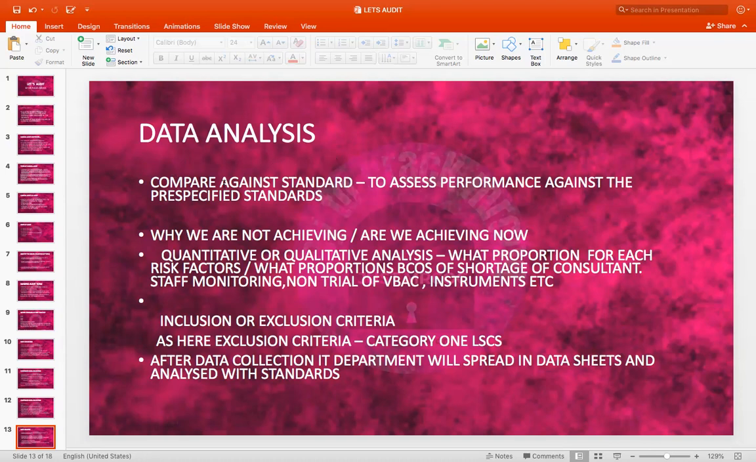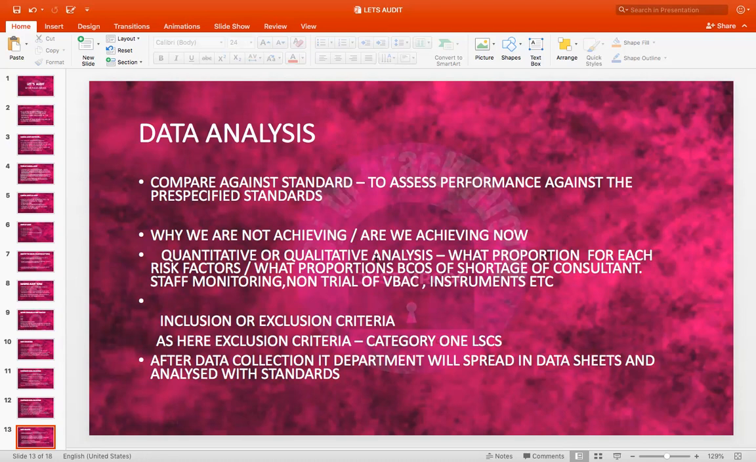So data analysis, the buzzword is compare against standard. This is a buzzword, you have to utter this. Then why are we not achieving, or are we achieving now? Are we achieving now comes when it is about re-audit, not the first audit. Then there are two types of analysis, quantitative and qualitative. This is again a buzzword. You have to mention that in data analysis, we are going to compare against the standard to assess the performance against the pre-specified standard, and why we are not achieving certain targets. There would be quantitative and qualitative analysis.